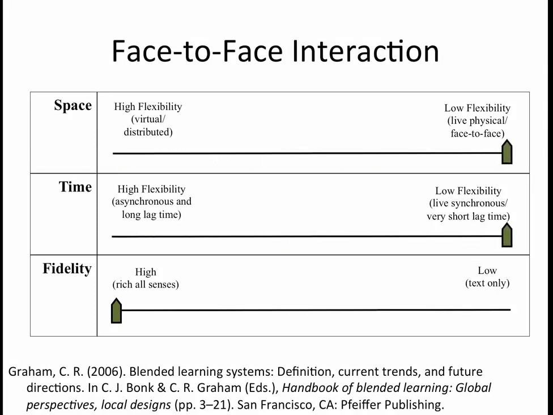So the first one is face-to-face interaction. When we see face-to-face interaction, basically it has very low flexibility in space and time because you're sharing the same physical space and it's a live communication or it's synchronous communication. But all the communication cues are present, which is great. So that can be helpful for brainstorming and building relationships, and you can create the synergy that's difficult to do in other types of interaction.